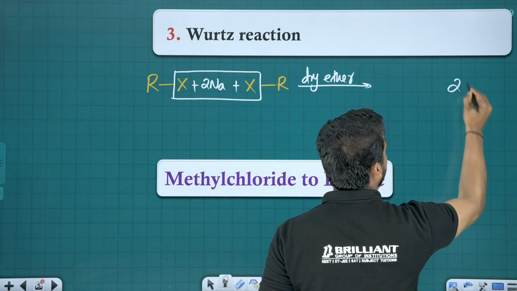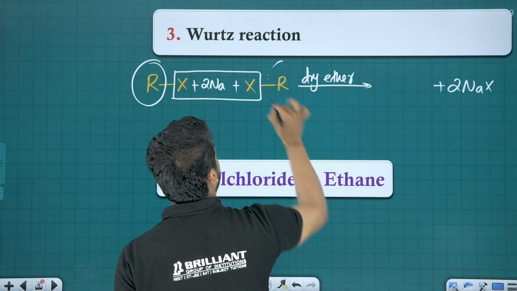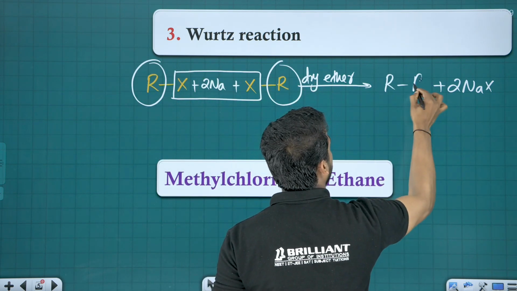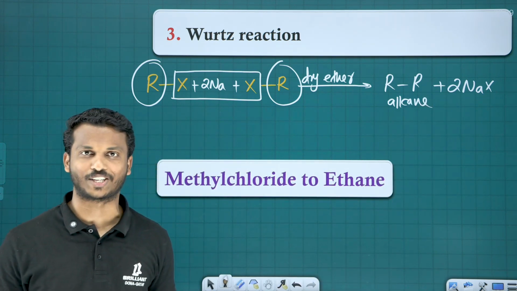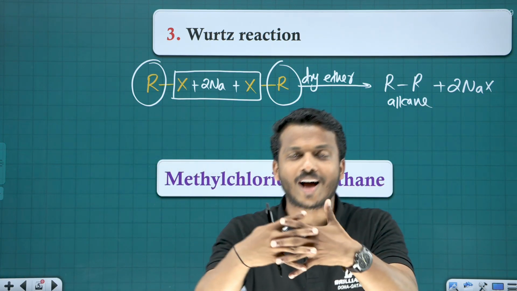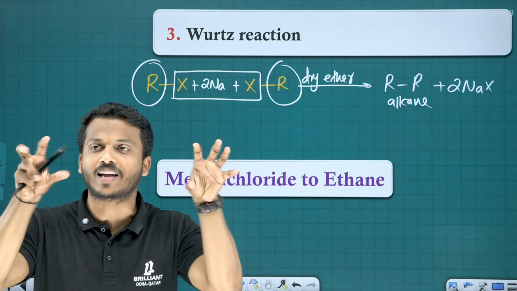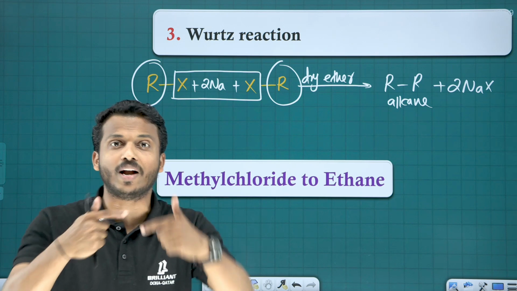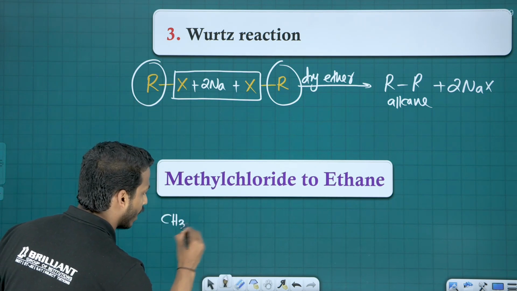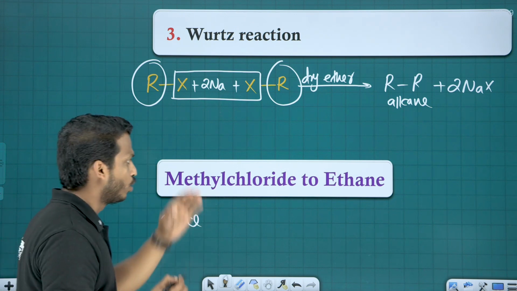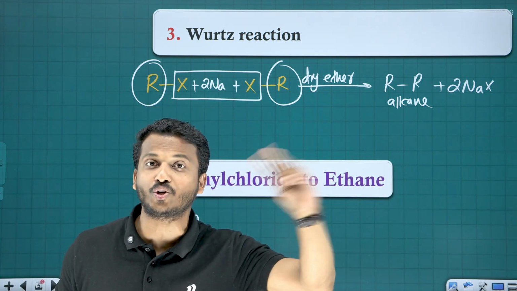So what goes out actually? 2 NaX. And what is left in the system? This alkyl and this alkyl join. You will get an alkane, right? Alkane. So what is Wurtz reaction? When two same haloalkanes react with sodium in dry ether medium, the alkyl groups get joined. You will get an alkane with double the number of carbons. For example, methyl chloride. What is methyl chloride? CH3Cl. To ethane. So methyl chloride contains 1 carbon, ethane contains 2 carbons.